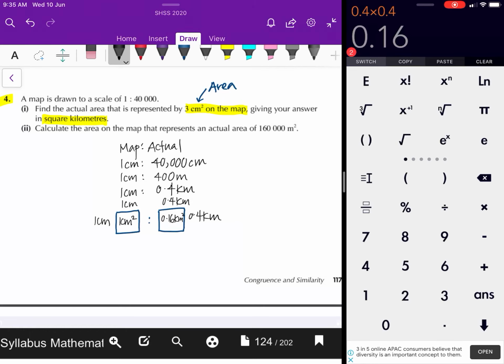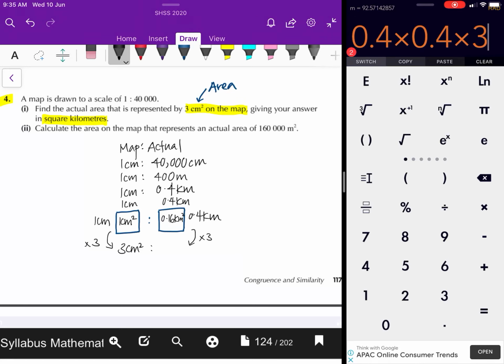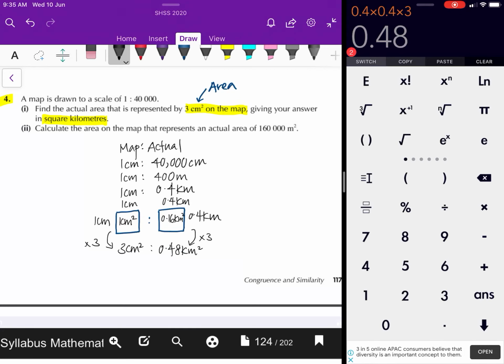I want 3 cm square on the map. So what do I do? I just multiply by 3. So this I also multiply by 3. I get 0.48 kilometers square. And this is my final answer for part 1. So therefore, actual area is 0.48 kilometers square. You have to write this last statement.